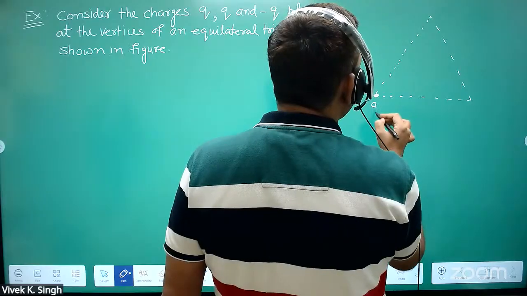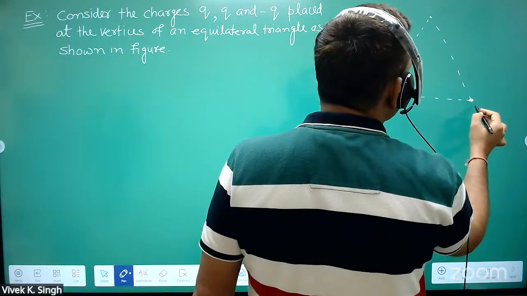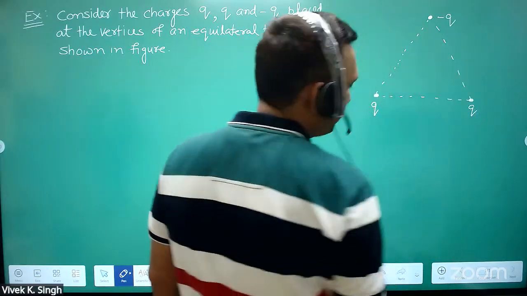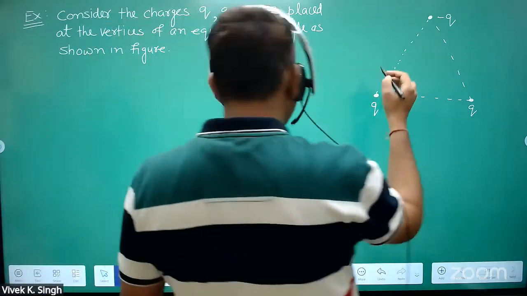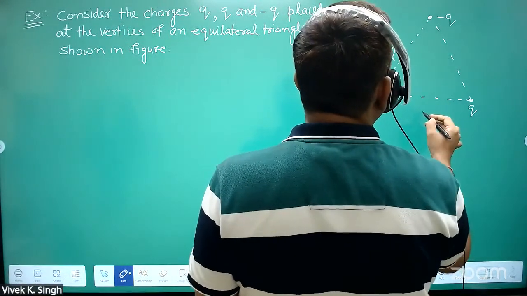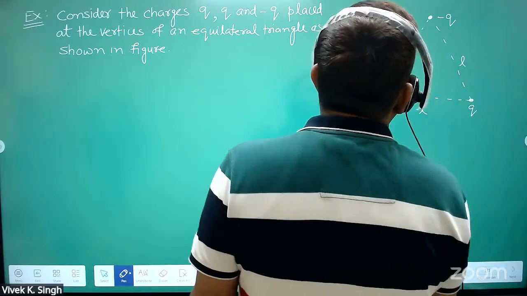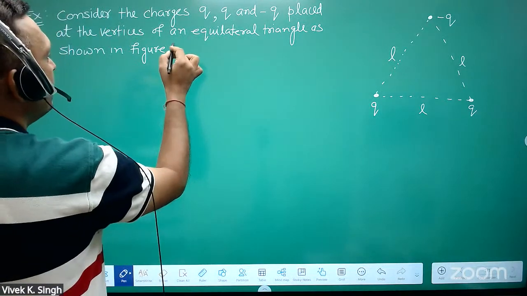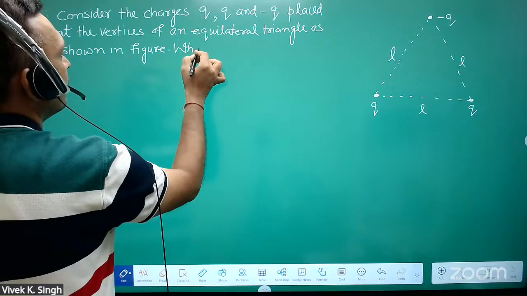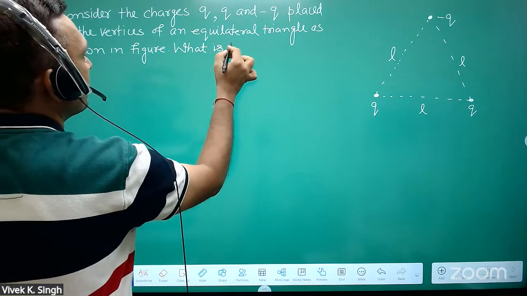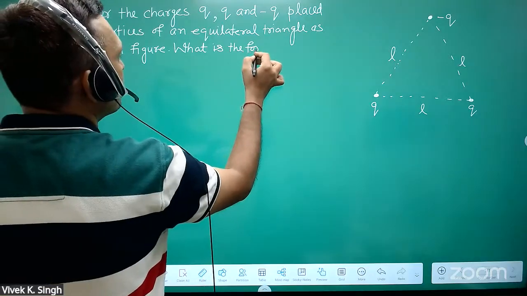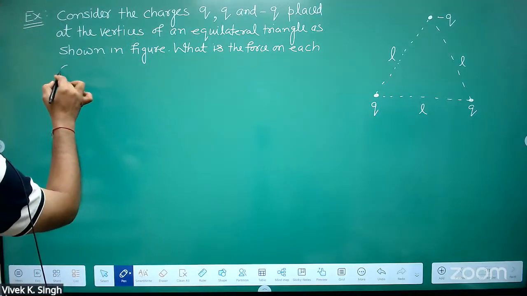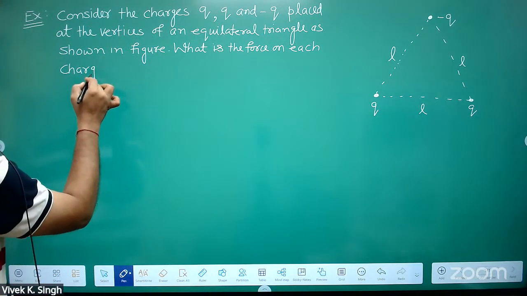Take this charge to be q, this charge is also q, and this charge is minus q. And their sides are L, these lengths are L. So what is the force on each charge?